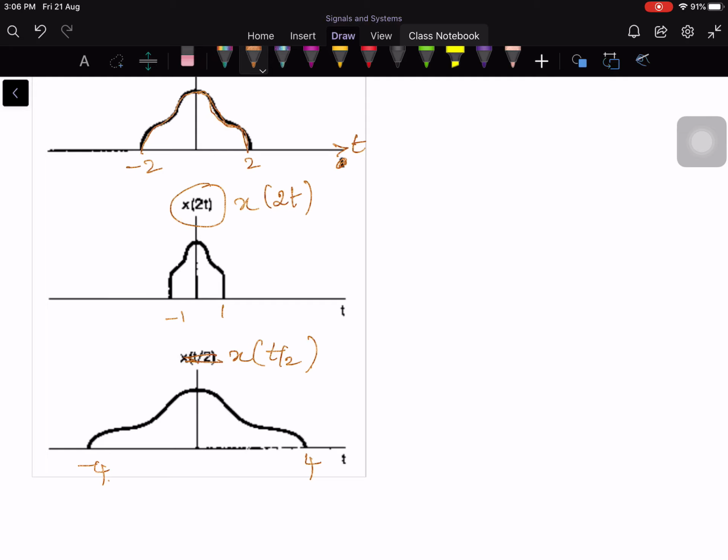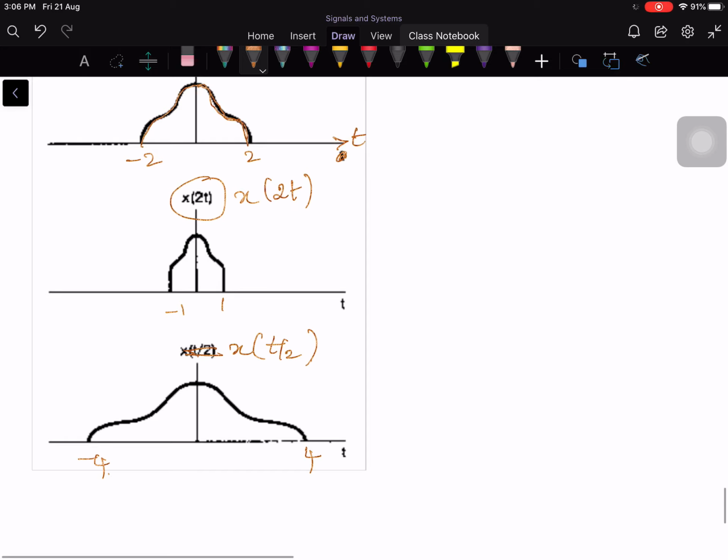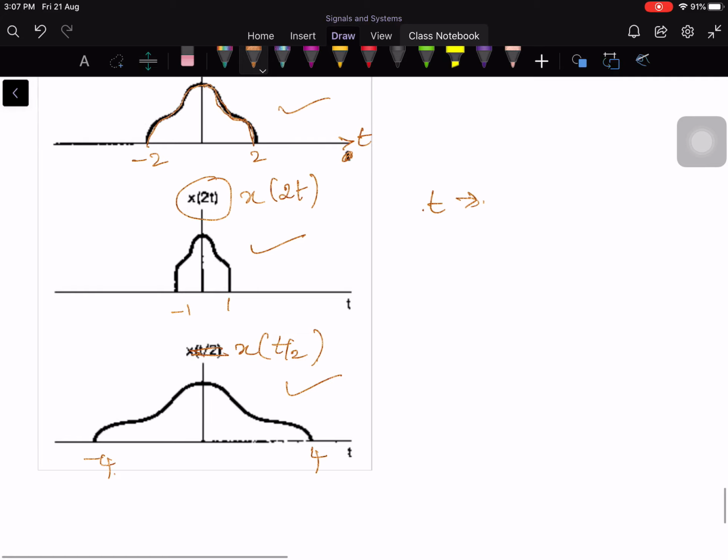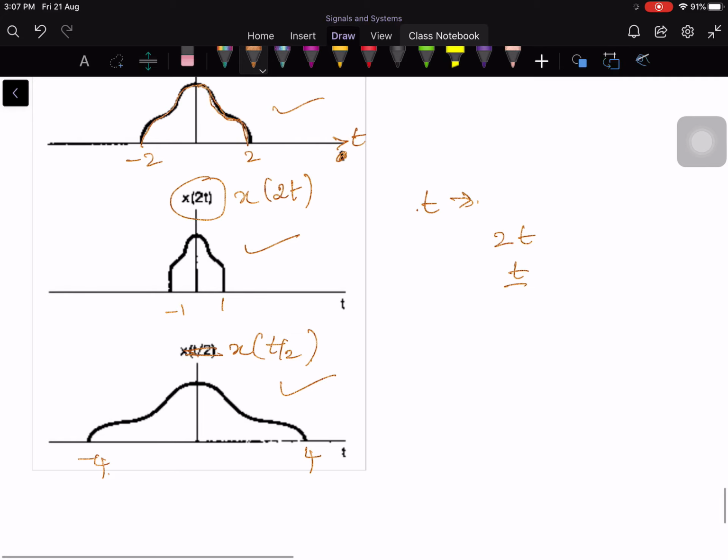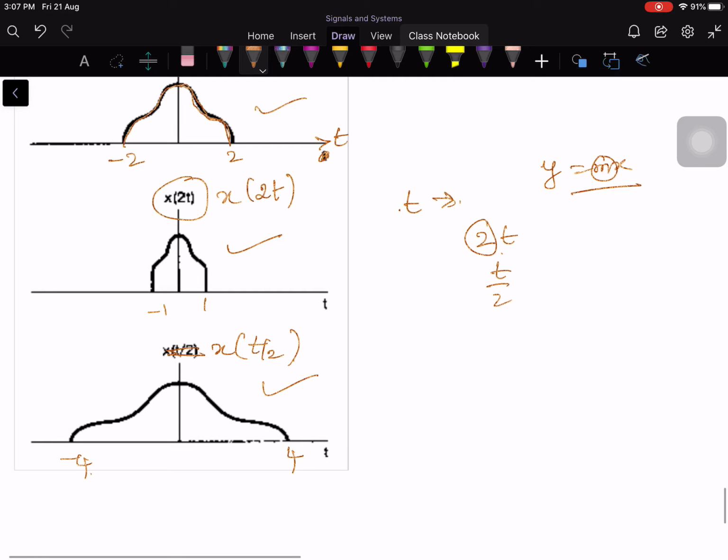So this figure shows three signals: x of t, x of 2t, and x of t by 2, that are related by a linear scale change in the independent variable. Here the independent variable is t, and we are making a linear change in the scale, either 2 times t or t by 2. So it is a linear coefficient like y equal to mx, where m is the slope. Similarly, instead of m I have 2 here, and here I have 1 by 2. So you are linearly changing the scale of the independent variable.